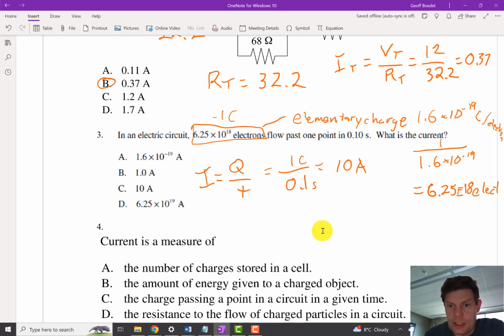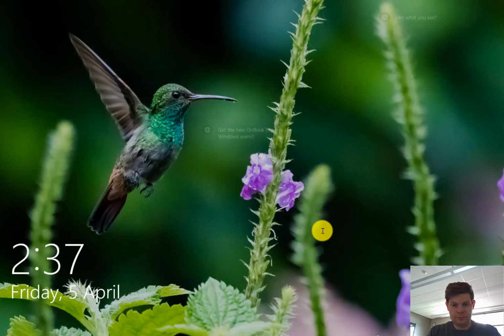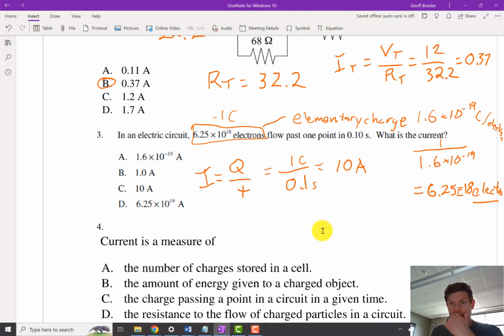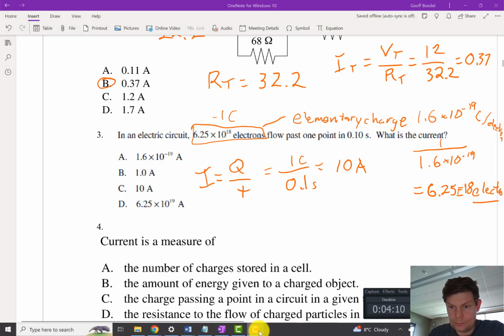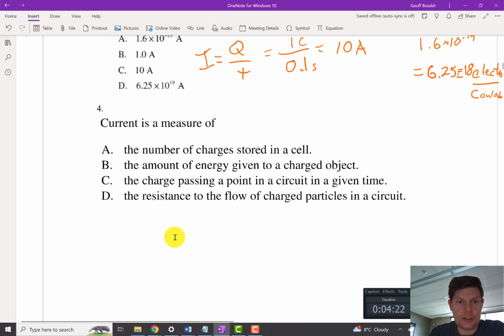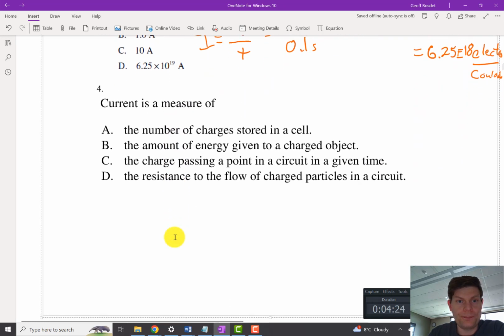And it's frozen on me again. Hopefully this is still working. We will see. Oh, is it working? So it's electrons per coulomb. All right, so that's it. That's how you do that question.